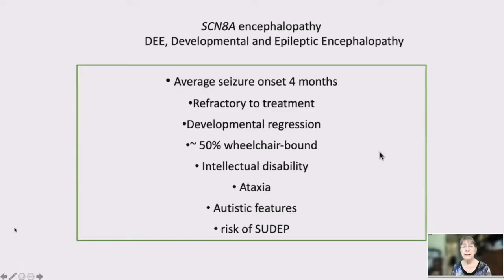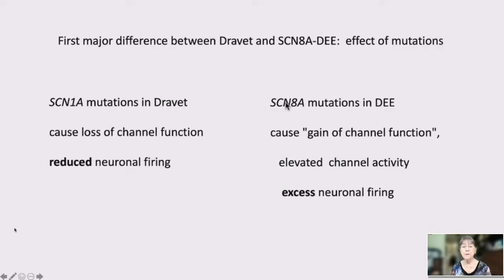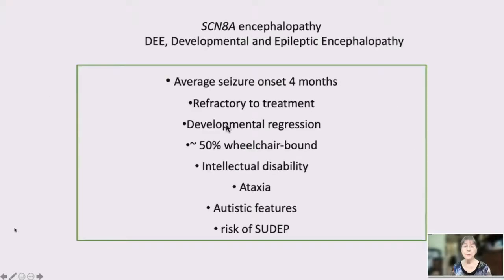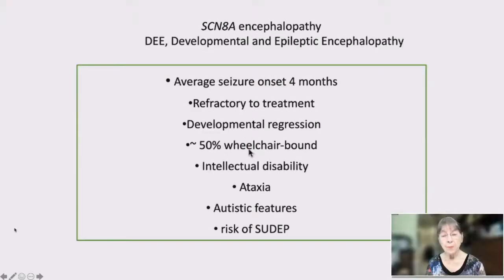Now, SCN8A encephalopathy, or DEE, is extremely severe, more severe on the spectrum than Dravet. The average onset is by 4 months. It's refractory to treatment with developmental regression, and approximately half of the children with the severe mutations are wheelchair dependent. There's intellectual disability, ataxia, autism, and risk of SUDEP.